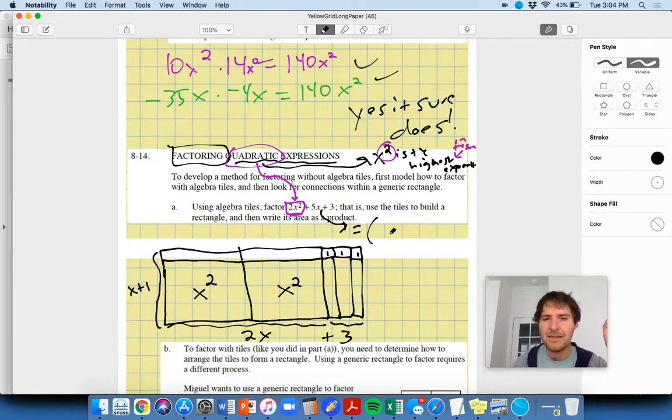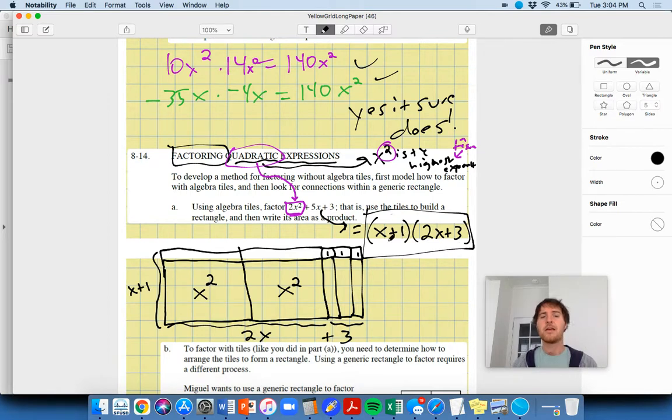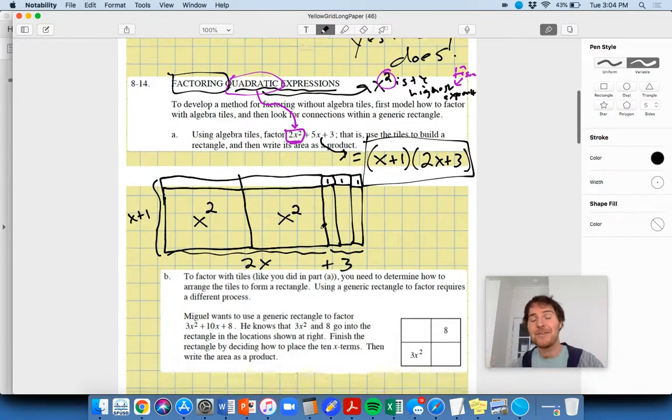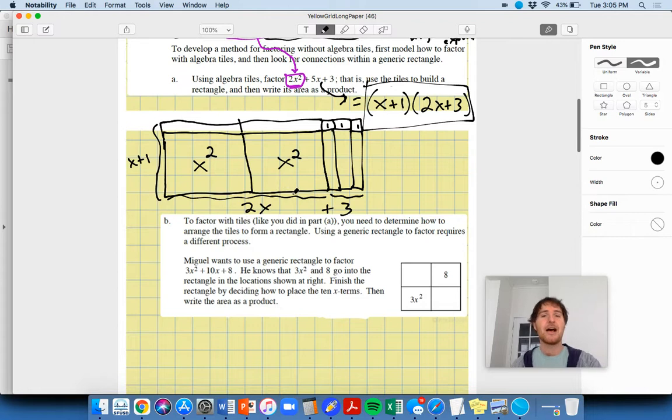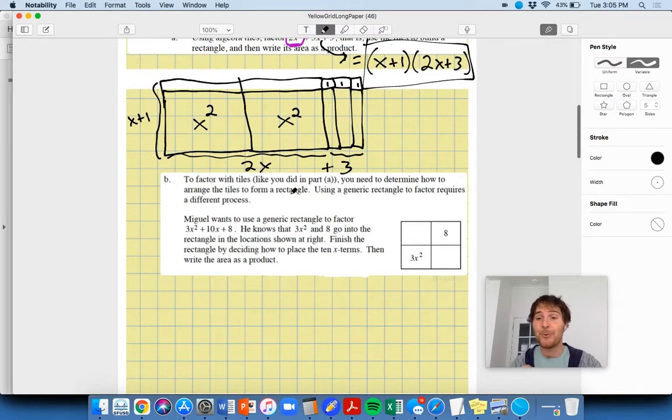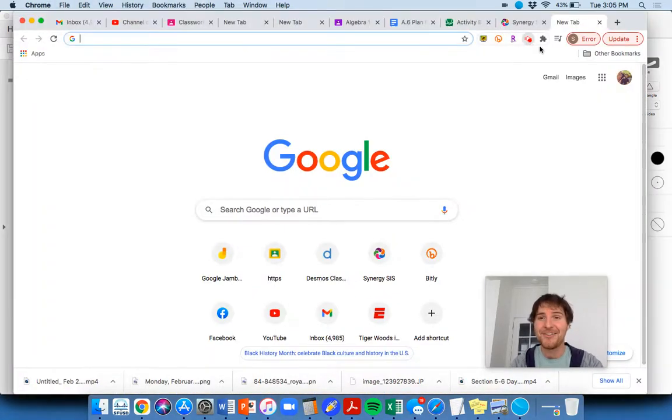So what we've got as a product is x plus 1 times 2x plus 3. That product right there is our answer. It would generate a rectangle that looks like this. If we laid out a height of x plus 1 and a width of 2x plus 3, it results in this sum. So obviously we want to stay away from this algebra tile stuff, so we want a different method, which is what we're going to go through right now.